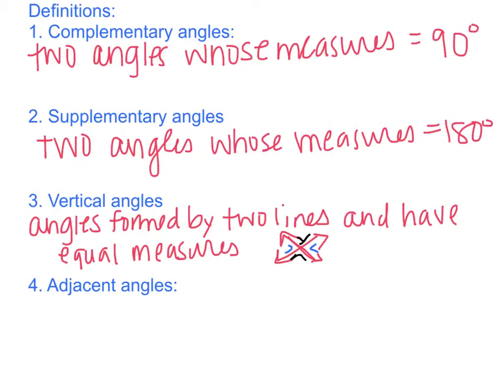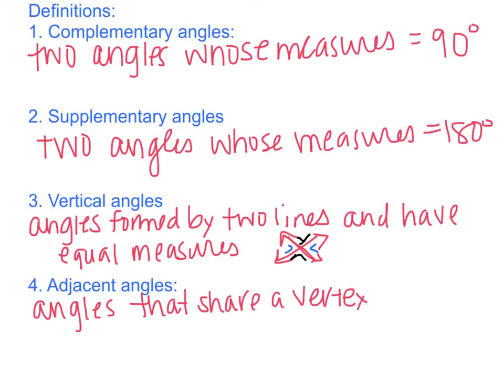Adjacent angles are angles that share a vertex and a side. So, these are going to be adjacent angles because they share this common side.